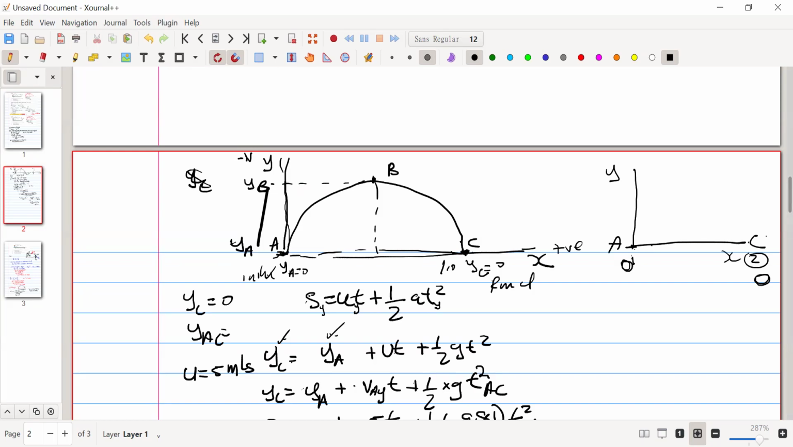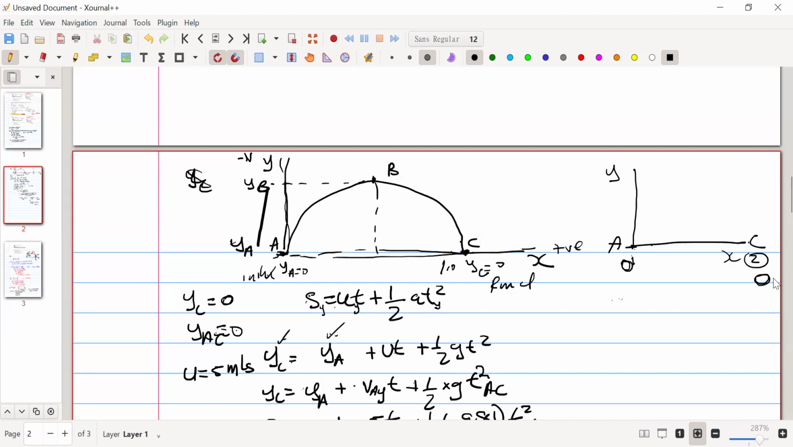If you're considering using the equation in the y, which is standard, this equation here: s equals ut plus half at squared. Both the distance at A and the distance at C, along the y component, will be 0. So both of them are 0. So yA is 0, and yC is 0.